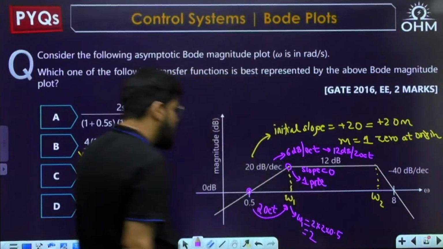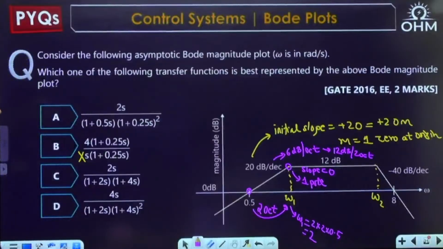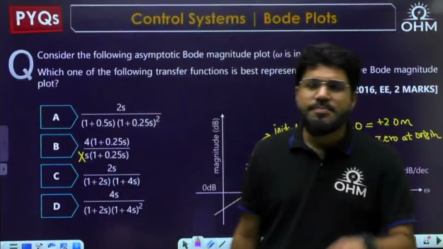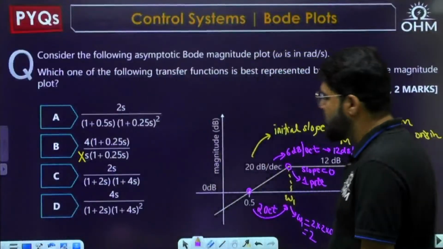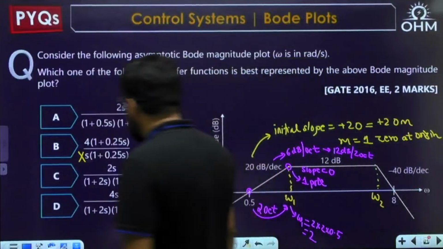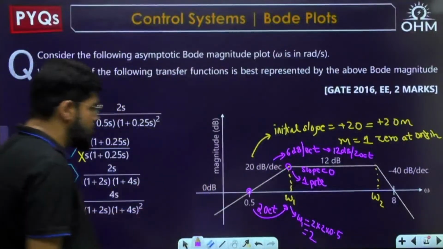That means there is one pole. There is a pole at 2. So either 1 plus s by 2 or s plus 2 term should be there. That clearly says that. Let me come to the 0 also, by the way.